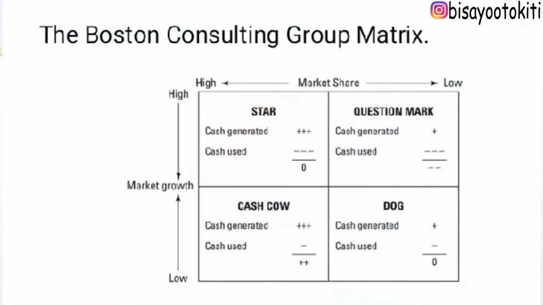I'm going to show it on my video. On top of the quadrant, we have the market share. To the right of the quadrant, we have the market growth. For the star products, they have high growth and high market share. That is, they are fast growing and they have a large market base.